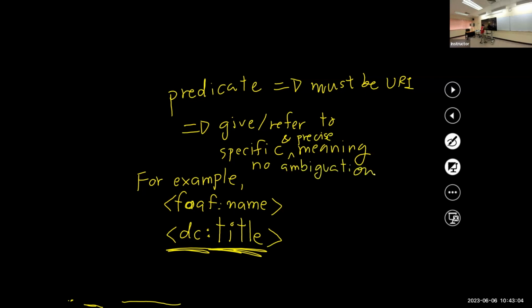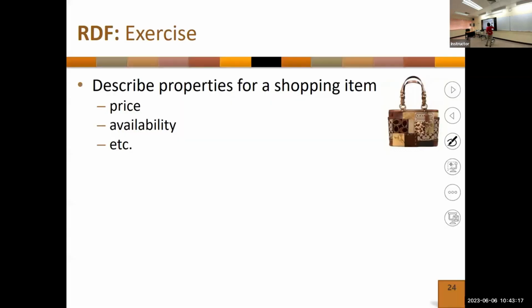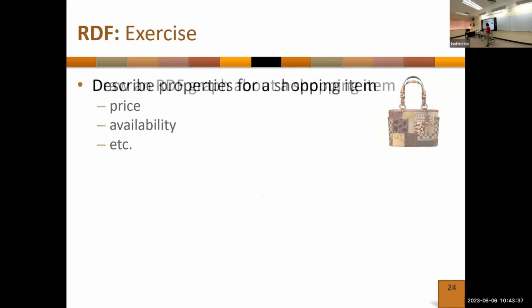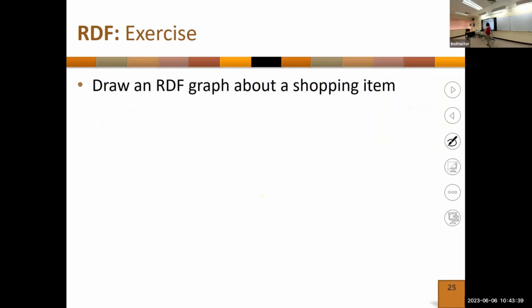Okay, all right. I need to go back to the sharing. Okay, then we are about to the shopping bag, right? Okay, I return back here. It's the same as the flight description. We may want to describe this shopping item, such as this bag, in terms of its price, its availability, and many more. Okay, and yes, has anyone done this and can share?